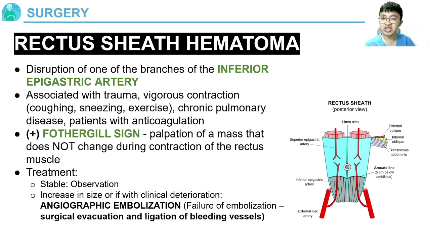Treatment for rectus sheath hematoma is, if stable, observation. If there's clinical deterioration, you get referred to your friendly neighborhood interventional radiologist, and you should embolize using angiographic embolization.